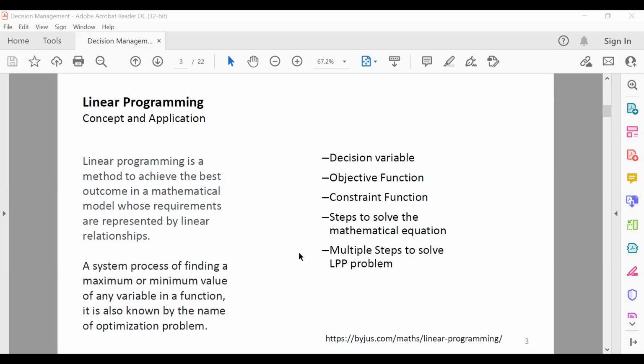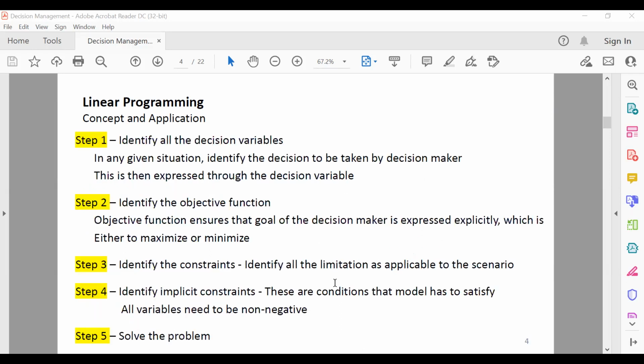As I said, there is an objective and there are constraints. There are different methods of solving an LPP problem, but the only one applicable for us is the graphical method, which is one of the simplest methods for solving LPP. There are certain steps that we have to follow. One of the tricky parts is to understand the situation and find our objectives and constraints accordingly.